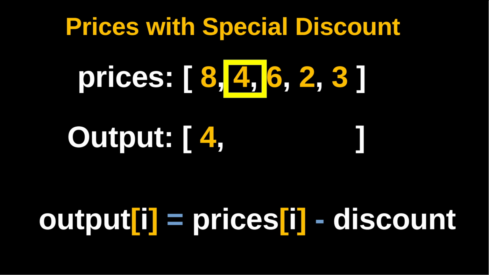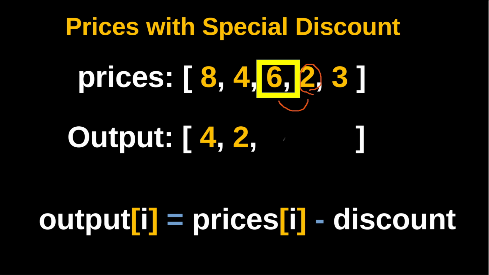Next item is $4. So we look at the future purchases. We find that the next item that you will buy that is cheaper than $4 is $2. So $2 is subtracted from $4, and the price for the current item is $2. The next item is $6. You can see that the next cheaper purchase is $2. So 6 minus 2 is $4. That is the final price for this item.